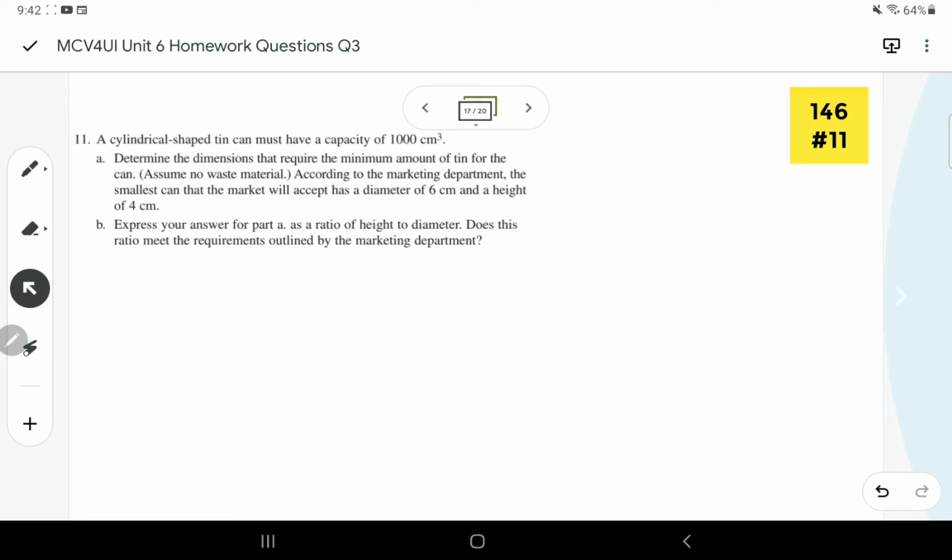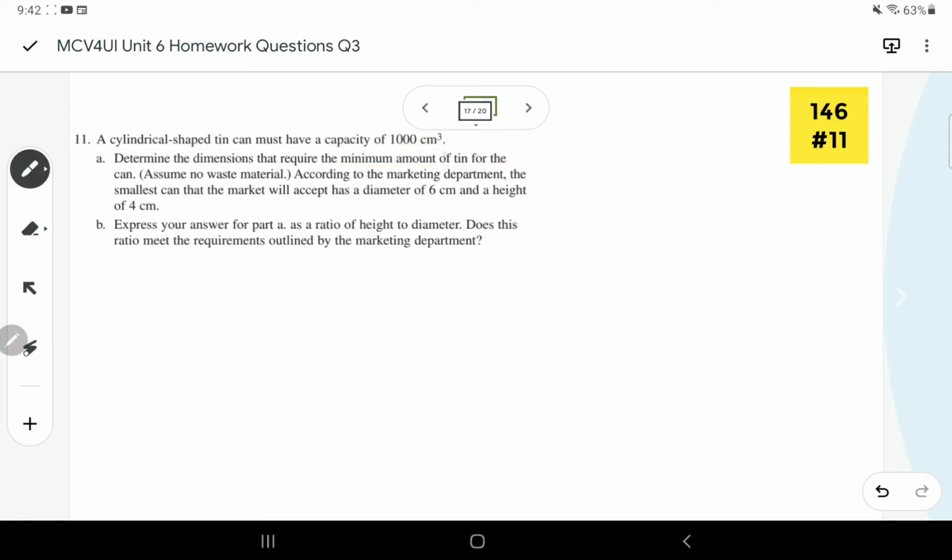So this is page 146, number 11, and we have a cylindrical shaped tin can that has to have a capacity of 1,000 centimeters cubed. Determine the dimensions that require the minimum amount of tin for the can, assuming no waste.